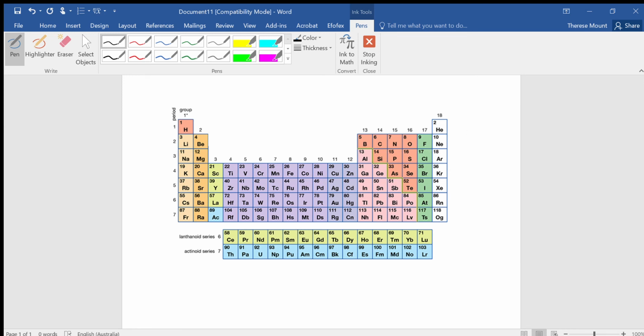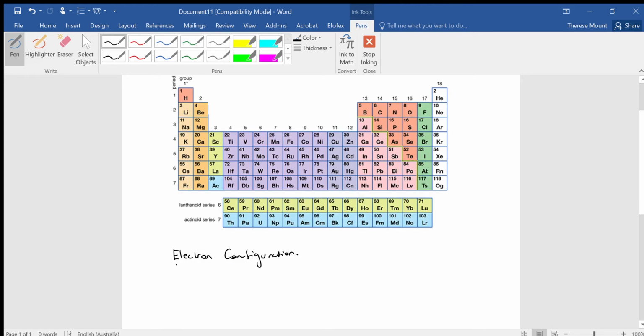Okay, girls, I'm going to draw the electron configuration of aluminium and see how that relates to its position in the periodic table. So let's start by drawing the electron configuration of aluminium. Aluminium is here on the periodic table and it has the atomic number of 13.